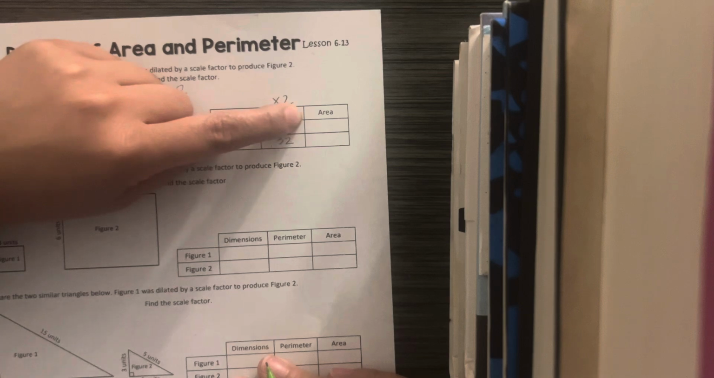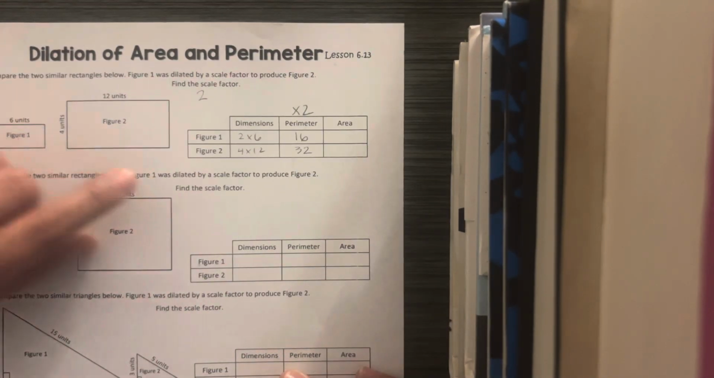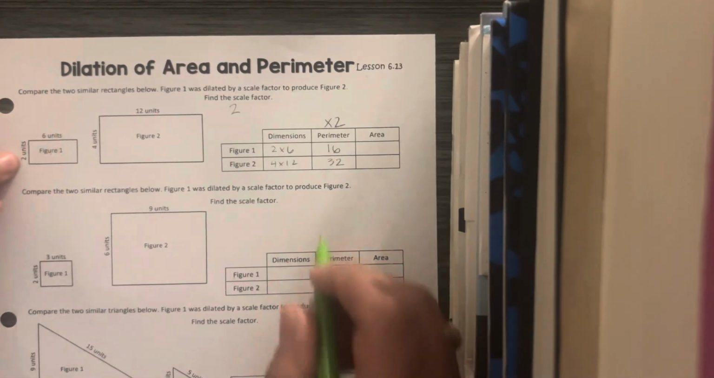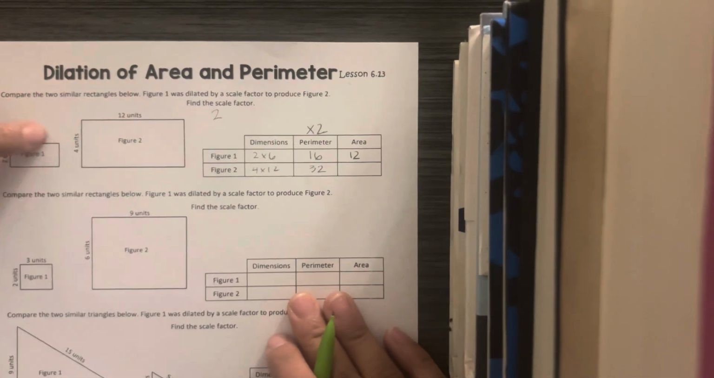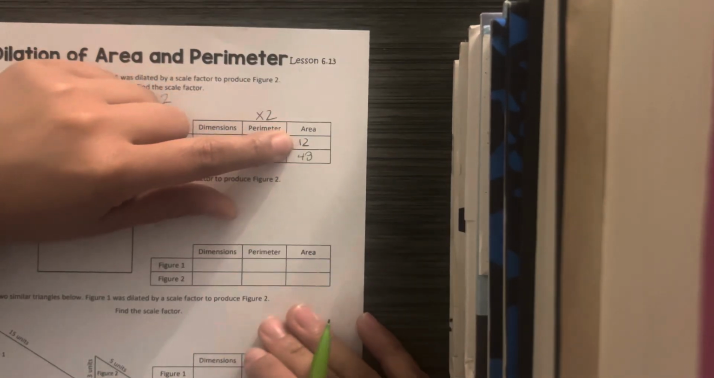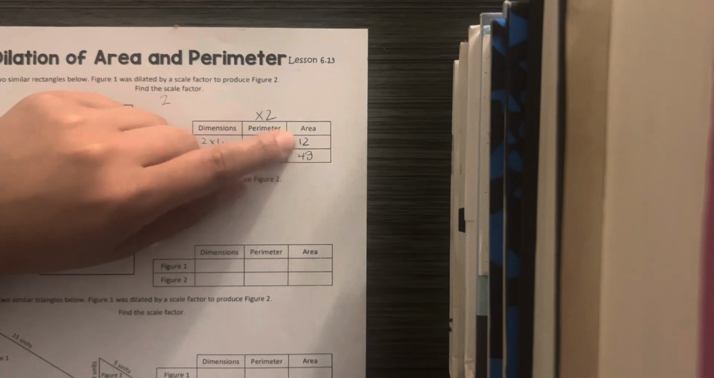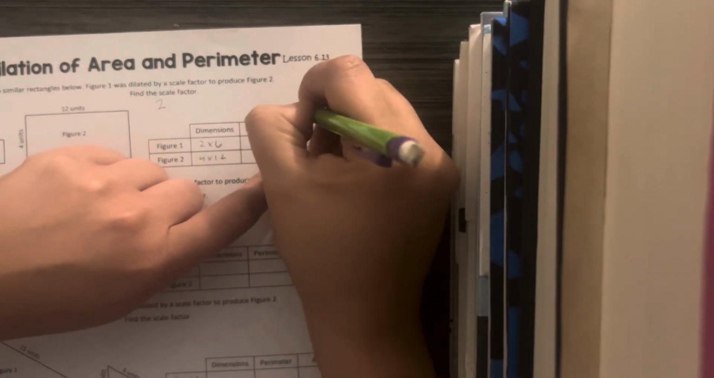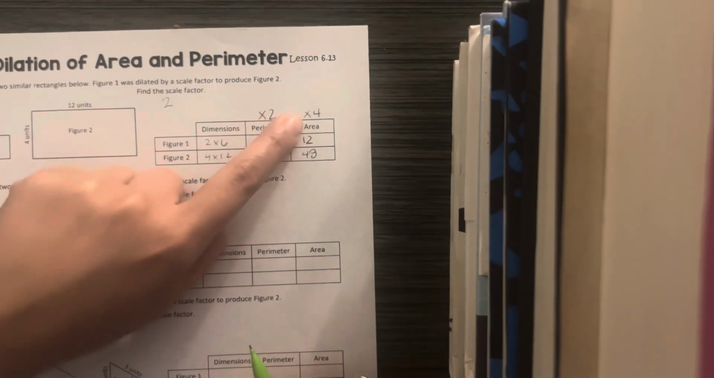Let's see if that's true of area. So here, the area is different. Remember, for perimeter, you add up all the sides. To find the area of a rectangle, you do length times width. So if I do 2 times 6, the area of figure 1 is 12. If I do the length times width of figure 2, 4 times 12 is 48. Did I multiply 12 times 2 to get 48 here? No. What did I multiply 12 by to get 48? Well, I multiplied by 4, which in hindsight just means I technically doubled the scale factor.